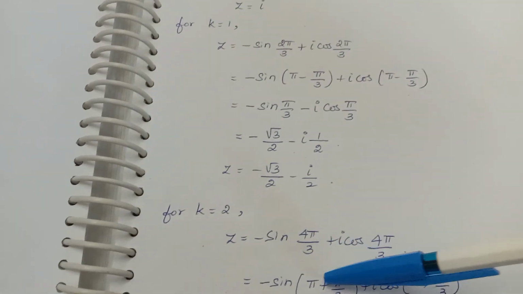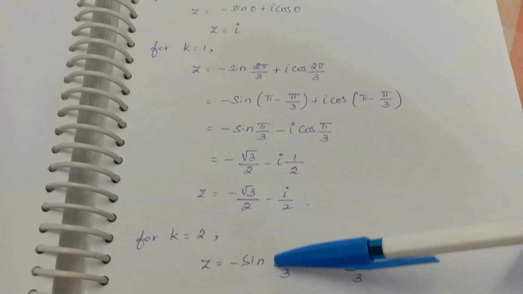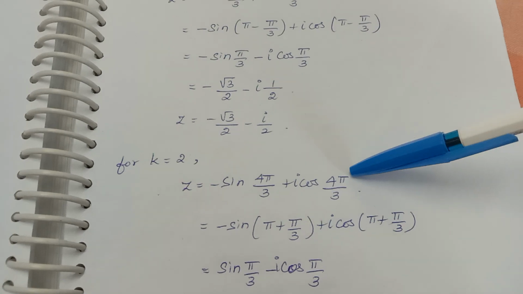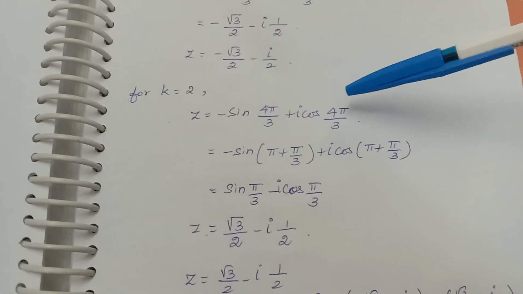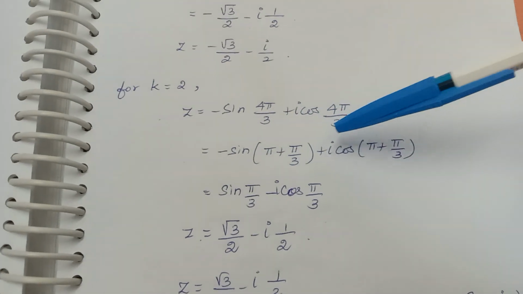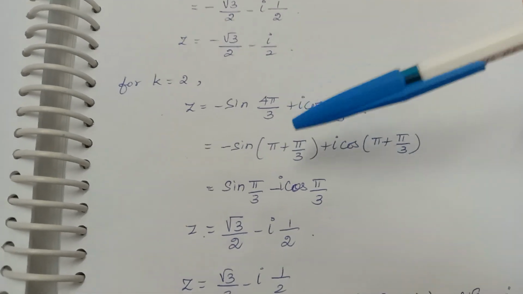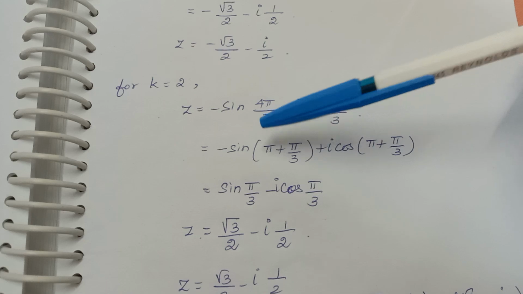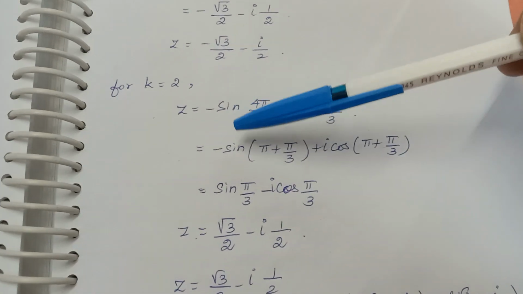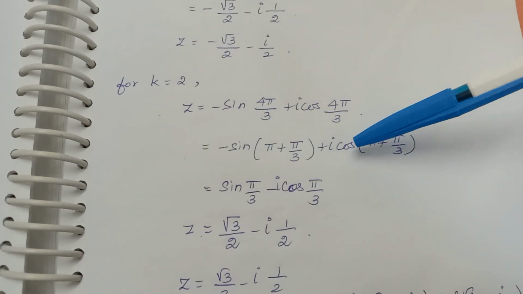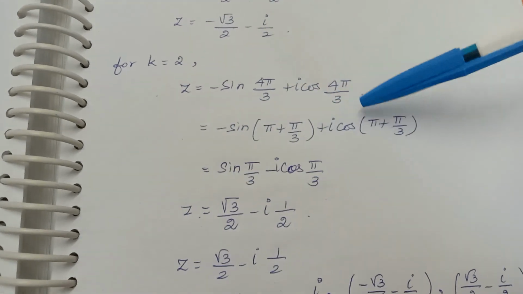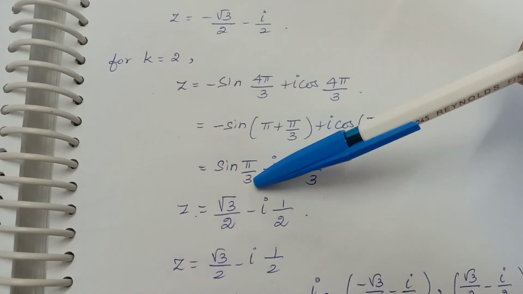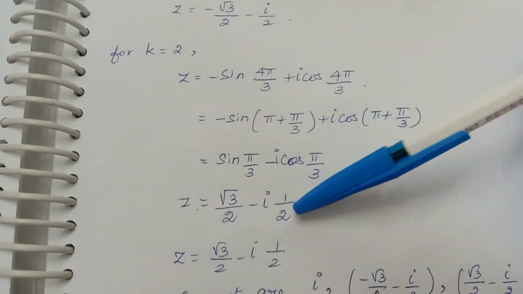Next for k equal to 2. So it will become z equal to minus sin 4 pi by 3 plus i cos 4 pi by 3. Again we don't know the value for 4 pi by 3. So we write it as pi plus pi by 3: minus sin pi plus pi by 3 plus i cos pi plus pi by 3. Again for pi plus it will become sin, cos will become cos. But in the third quadrant both sin and cos are negative. So here I put minus of minus, it will become plus. Here it will become minus. So sin pi by 3 is root 3 by 2, minus i 1 by 2.